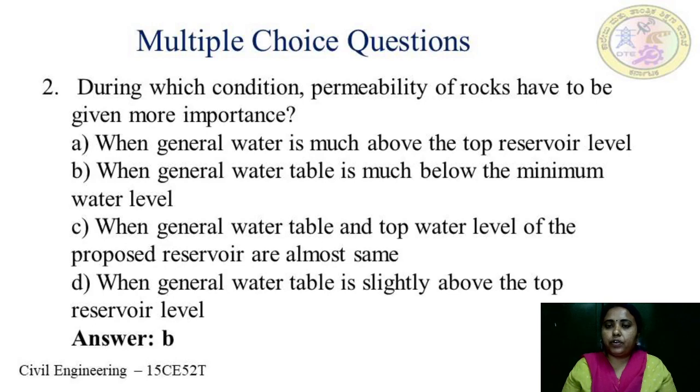And next, during which condition does permeability of rocks have to be given more importance? When the general water table is much above the top reservoir level, or when the general water table is much below the minimum water level, or when the general water table and top water level of the proposed reservoir are almost the same, or when the general water table is slightly above the top reservoir level. So the answer is B, because when the general water table is much below the minimum water level in the reservoir, permeability of the rocks along the base and the flanks is taken into consideration.